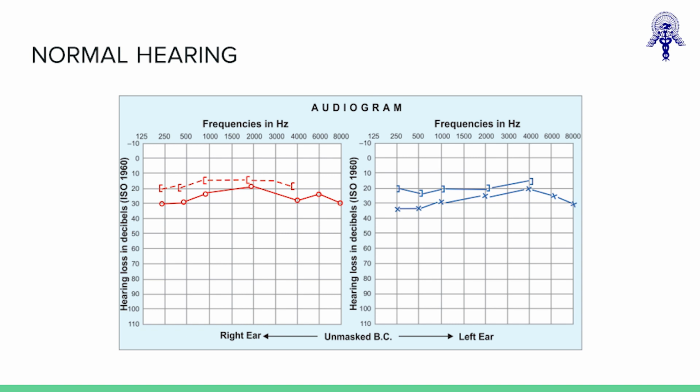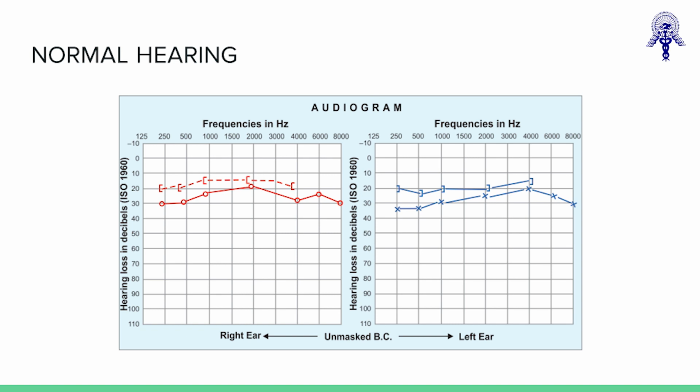And the air conduction curve, the average, is around 25 decibel. Pure tone average means the average of 500 Hz, 1000 Hz and 4000 or 2000 Hz, either of the three, divided by 3. So PTA: the bone conduction curve is around normal level, the air conduction curve is parallel to that, and there is no significant air-bone gap. This is normal hearing for the right ear and the left ear too.